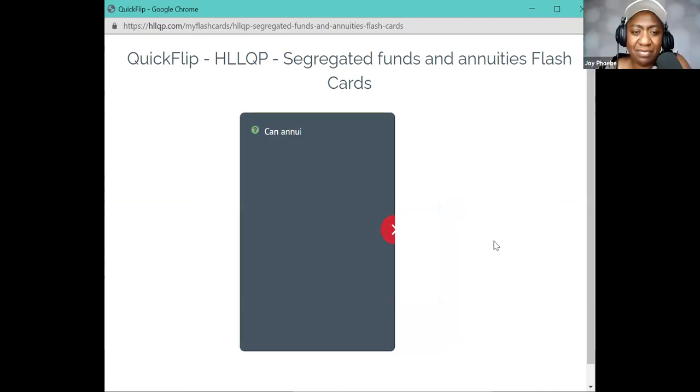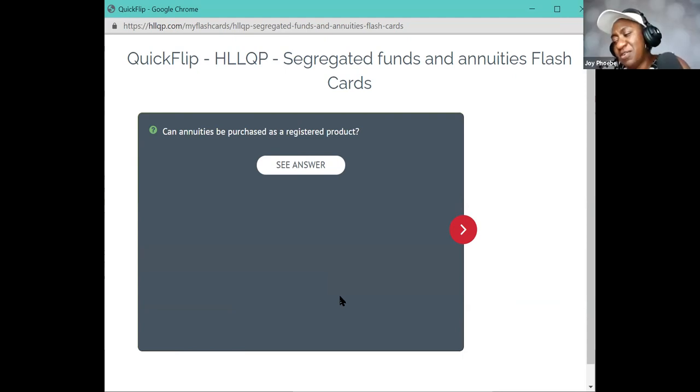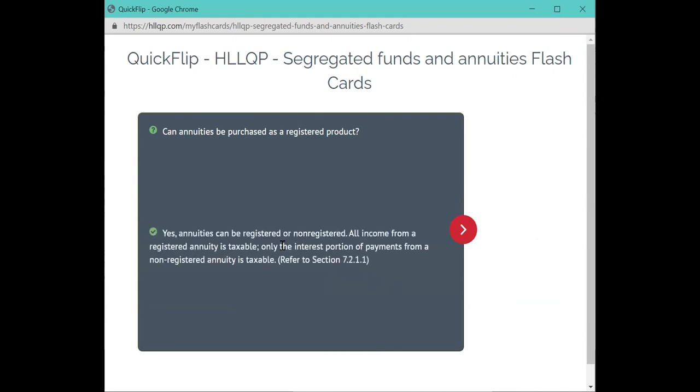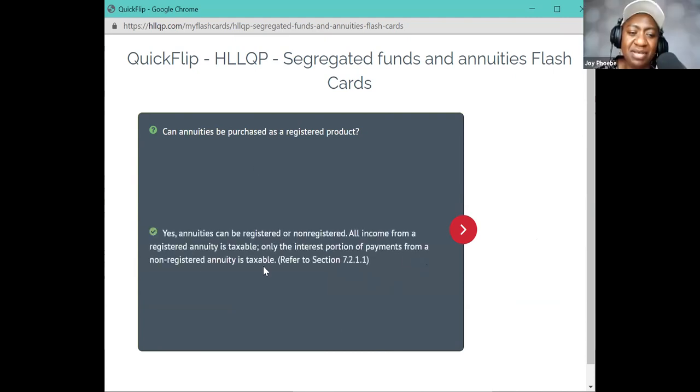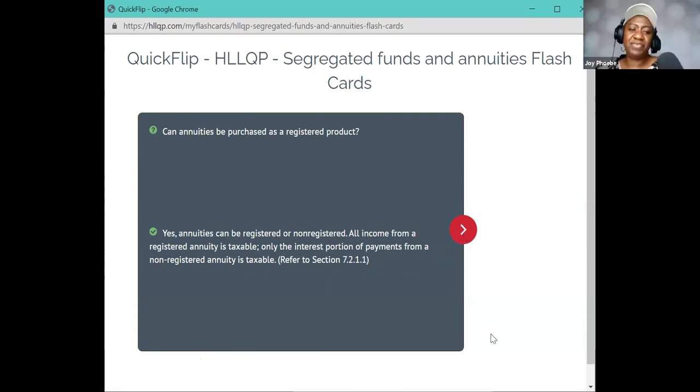Can annuities be purchased as a registered product? I think so. You can transfer your RRSP to one. Yes, an annuity can be registered or non-registered. All income from a registered annuity is taxable. All right. Moving on.